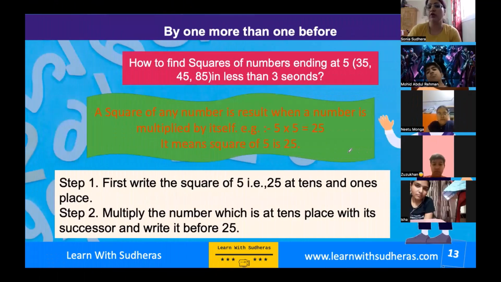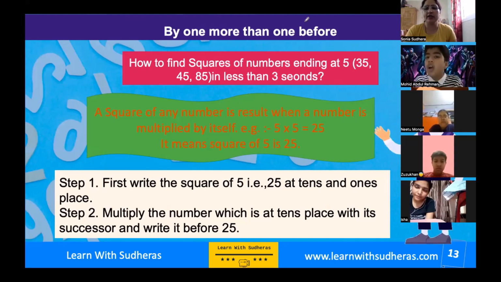Yes, square of any number. Now we have a trick for the square of a number. The name of the trick is by one more than one before. You can write this topic as by one more than one before. If you could not understand this, then you can write square of a number ending at 5.